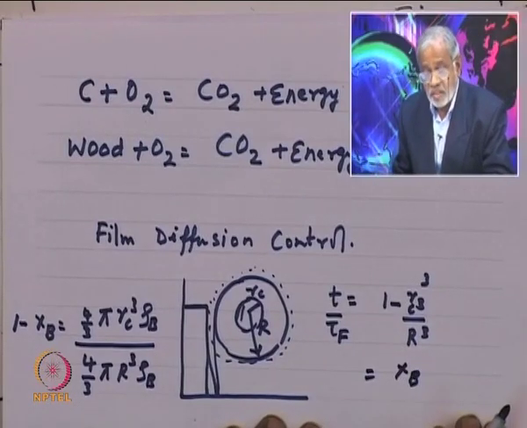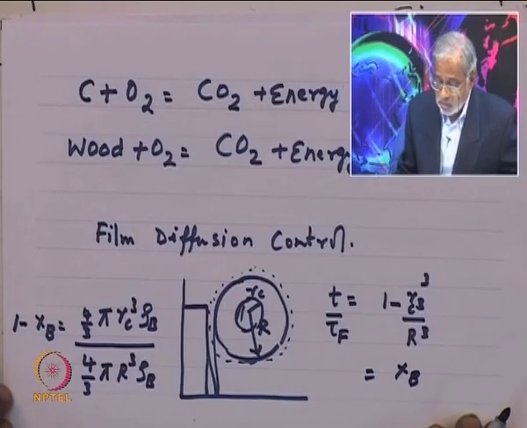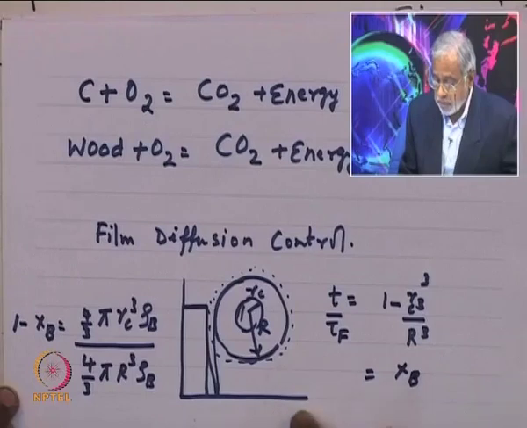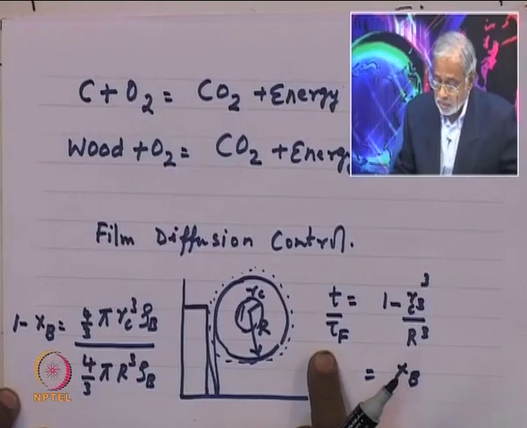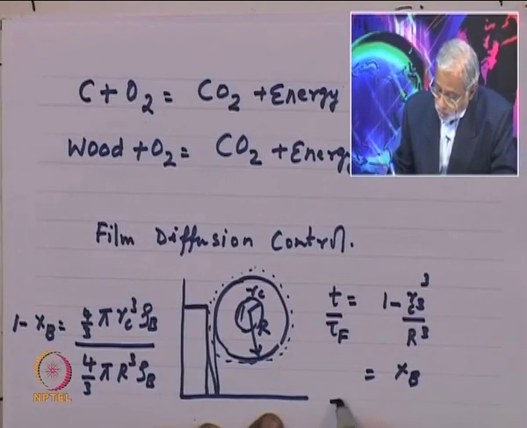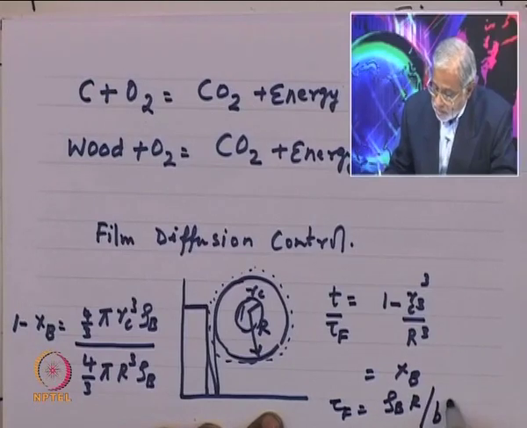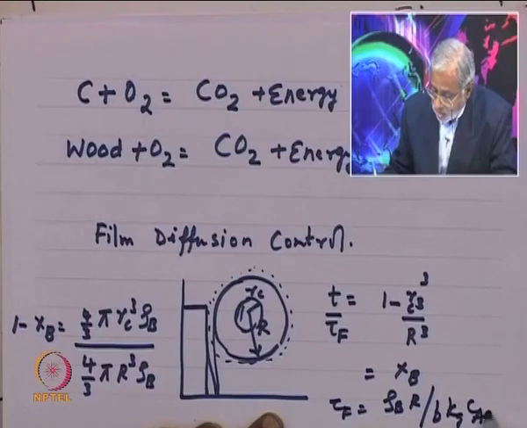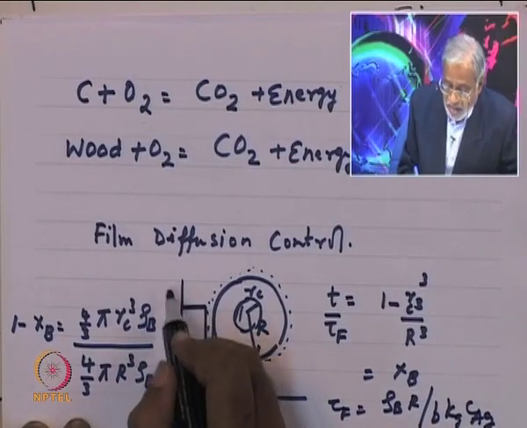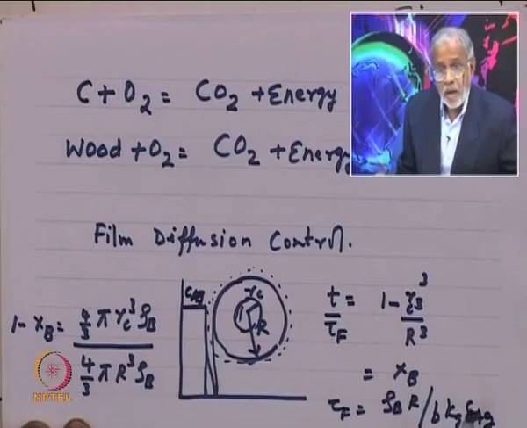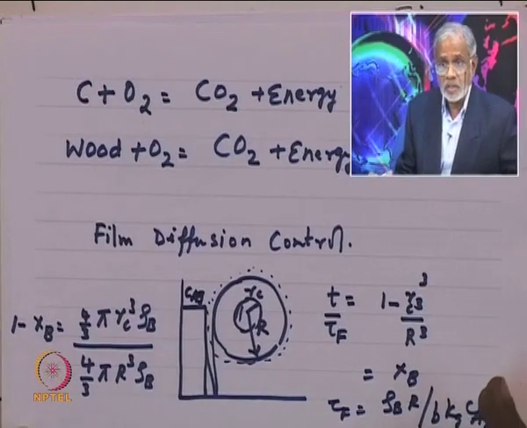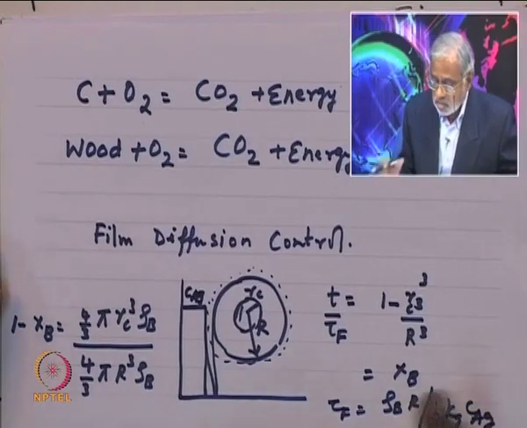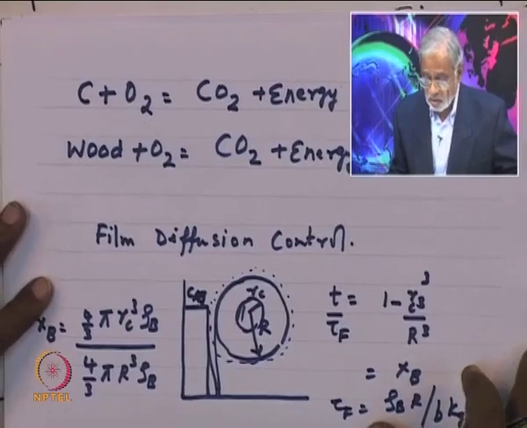This case we have already discussed, and we understand therefore that for the case of film diffusion control, the time for complete consumption, the ratio of time for chemical reaction to time for complete consumption, is given by this, where tau f we showed is simply rho b R divided by b k g times C a g, where C a g is the concentration of gas which is outside the pellet and does not change as the reaction proceeds, as this solid is in contact with a large quantity of gas. Of course, this is an approximate situation we have considered, we will relax all this as we go along.